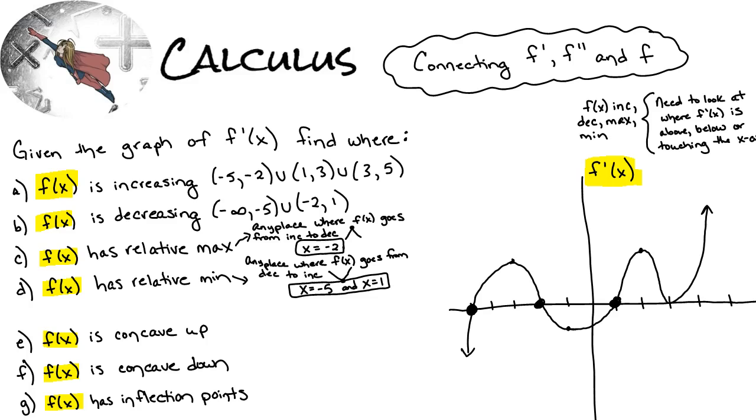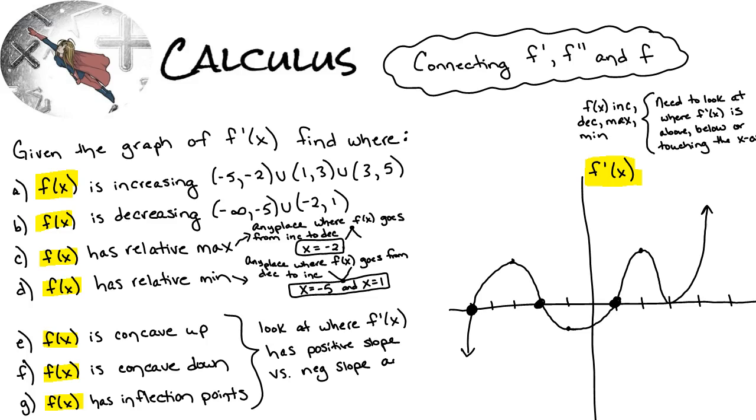Now we need to think about concavity and inflection points. So these last three questions, whenever you're looking at f prime, you need to be focusing on where f prime has positive slope versus negative slope, and where it switches.